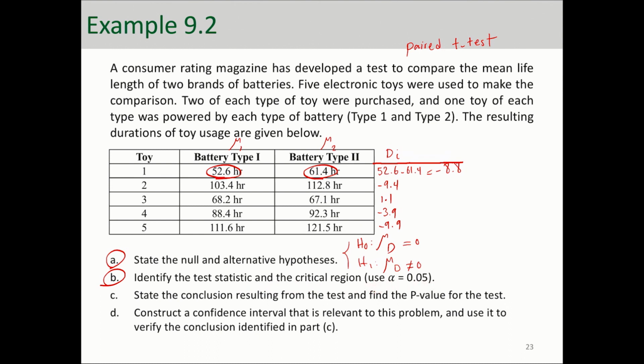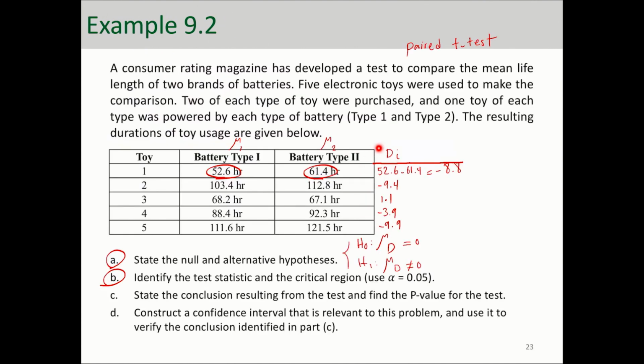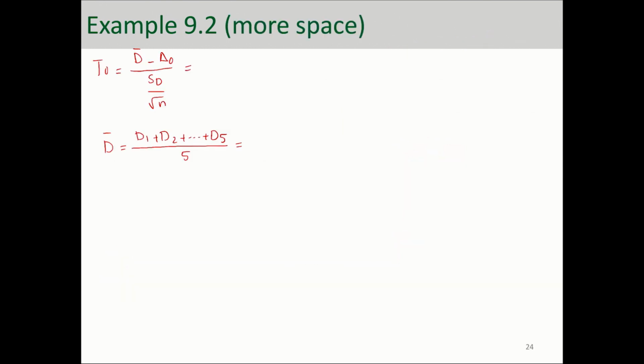Now that I have that, going to part B, identify the test statistic and the critical region using alpha of 5%. The test statistic for paired t-test is the t-score. I need to find d bar, the average of differences, and the standard deviation of differences. The average of differences, or d bar, is essentially d1 plus d2 all the way to d5 over 5, which is the average of this data. And when you calculate the average, that is negative 6.18. I also need the standard deviation of differences.